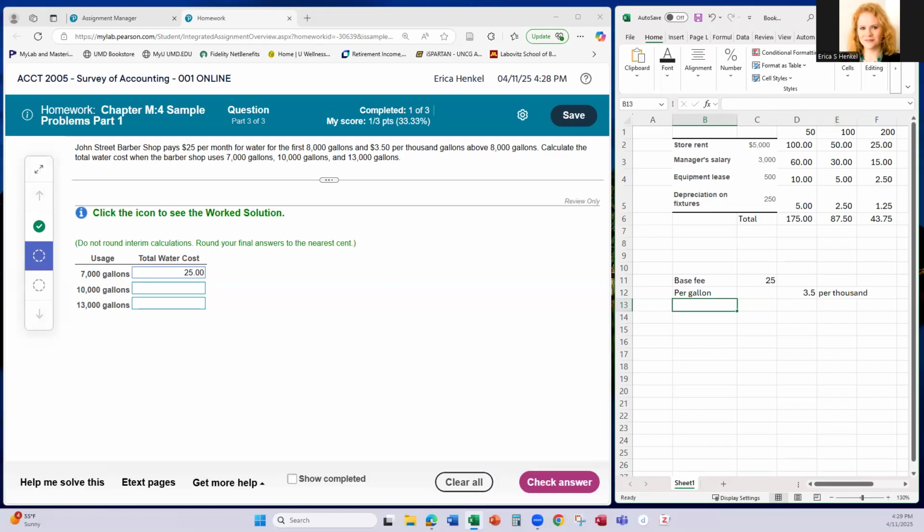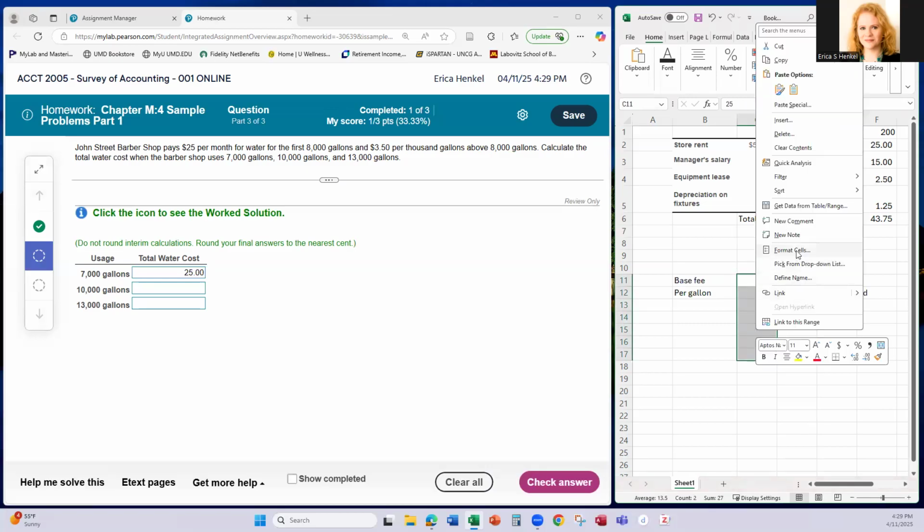So here in this next situation, we've got 10,000 gallons, and this is per 1,000 gallons over 8,000. So we're going to take 10,000 minus 8,000, and that gets us the amount over 8,000. And then we're going to divide that by 1,000 to figure out how many thousands we are being charged for fees.